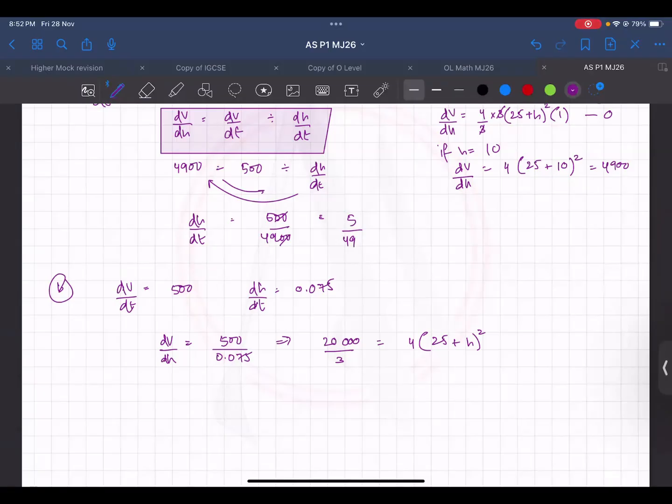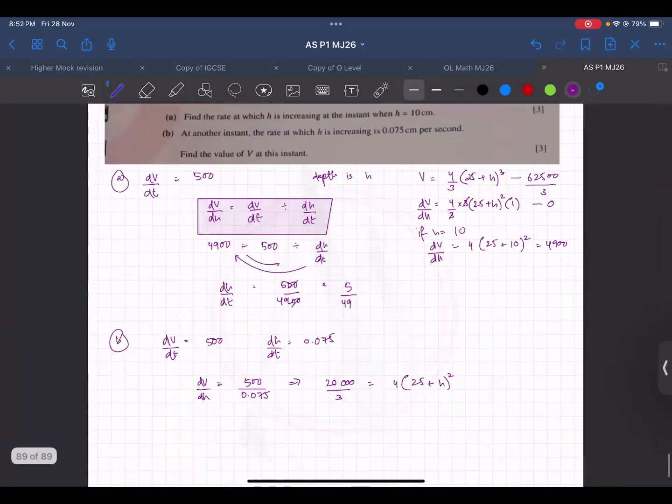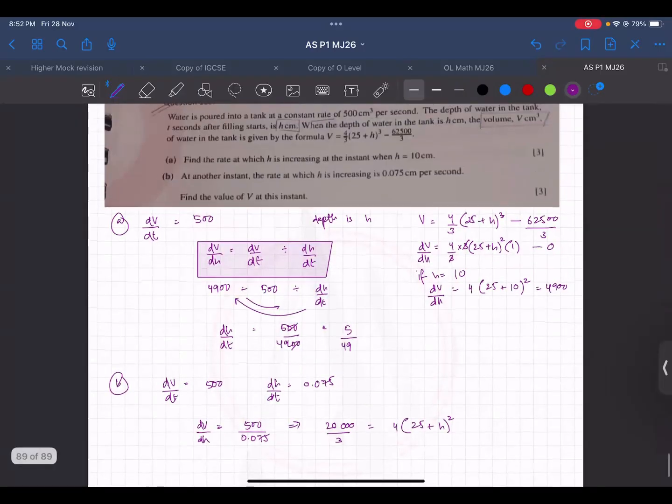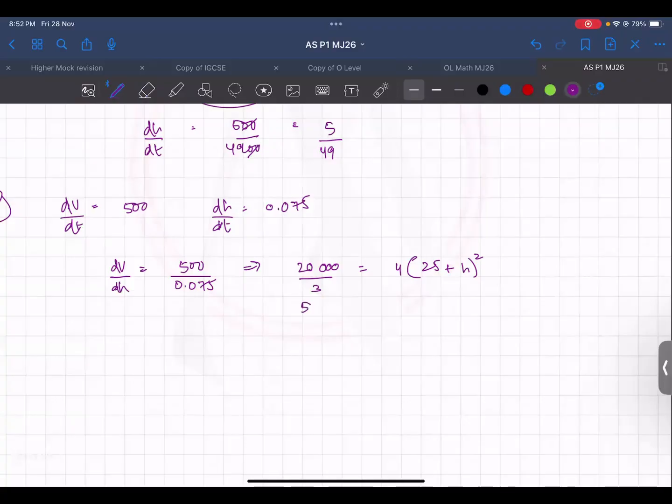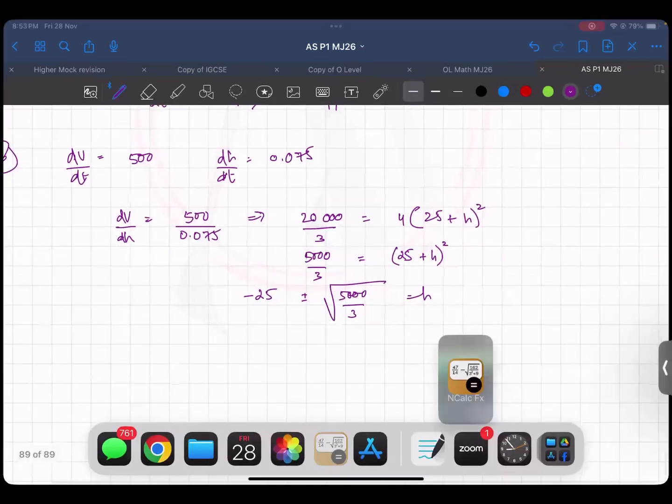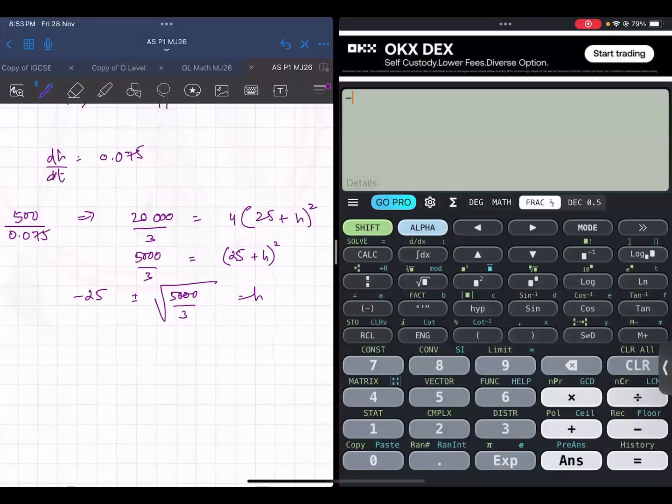And now we can find the value of h. And then using the value of h, we will find the value of v as well. So now divided by 4, this would become 5,000 upon 3, 25 plus h whole square. Square rooted, you will get two answers. And then minus 25. So the positive answer for h will be considered: minus 25 plus under root 5,000 upon 3.